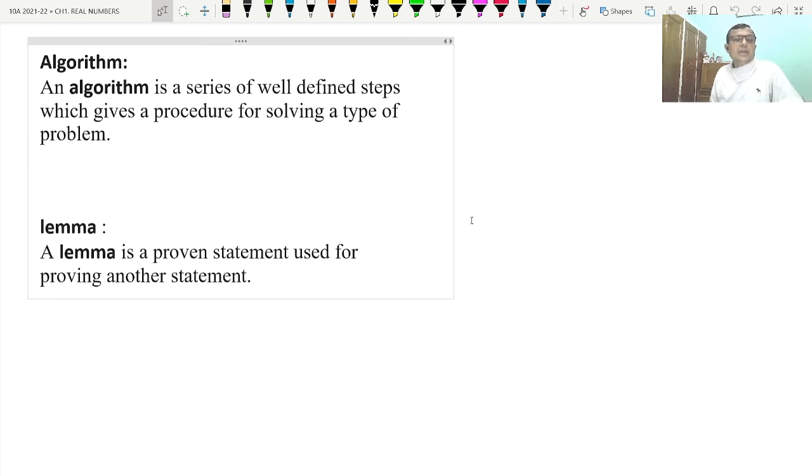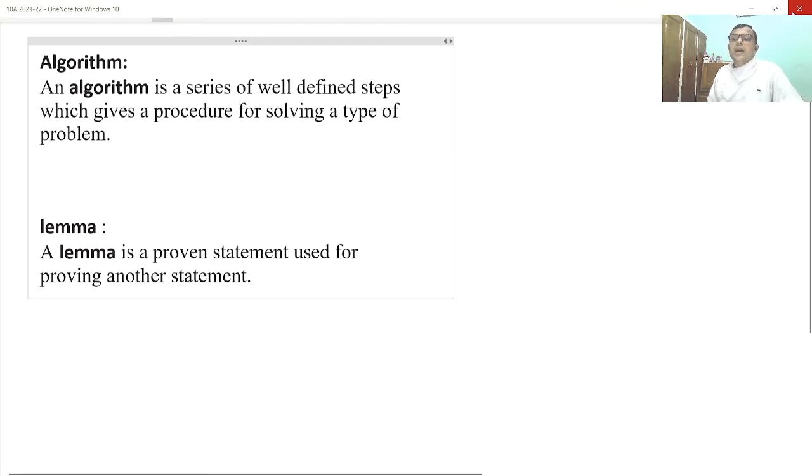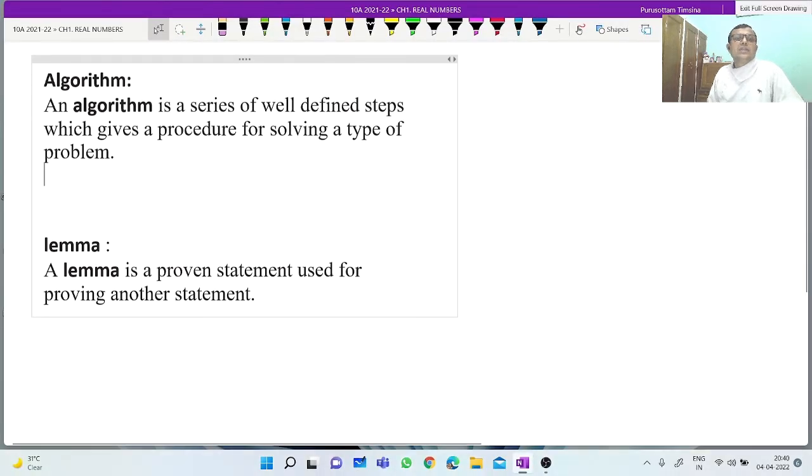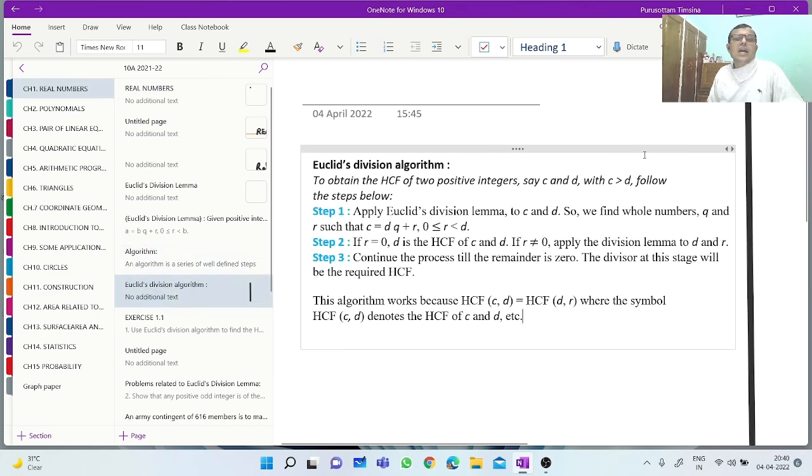What is lemma? Lemma is a proven statement used for proving another statement. It is like a theorem. It is a proven statement. It can be used for proving another statement. This is about algorithm and lemma. Now we will discuss Euclid's division algorithm.